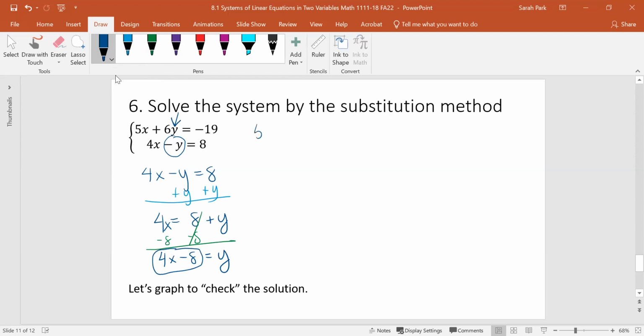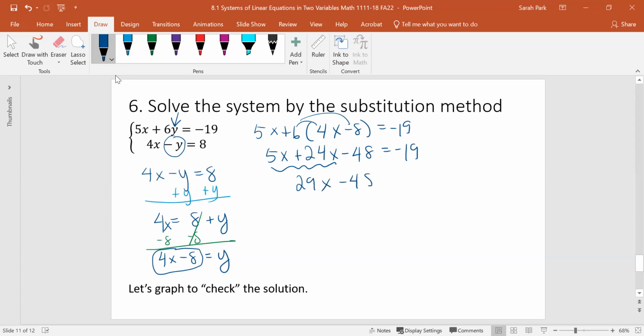Now we're going to substitute that y into the top y. We have 5x plus 6 times 4x minus 8 is equal to negative 19. 5x plus, distribute the 6, 24x minus 6 times 8 is 48, equals negative 19. Add like terms, the x terms, 5x plus 24x is 29x minus 48 equals negative 19. Add 48 to both sides of the equation. And we have 29x is equal to 48 minus 9. It looks like it is 39.